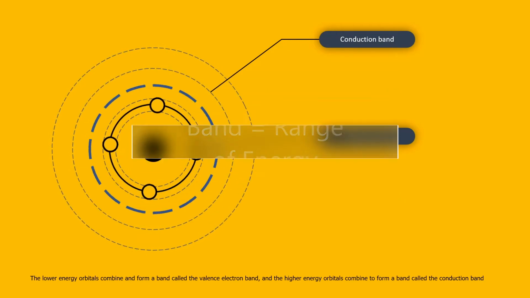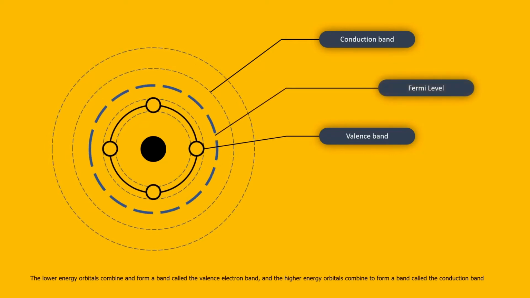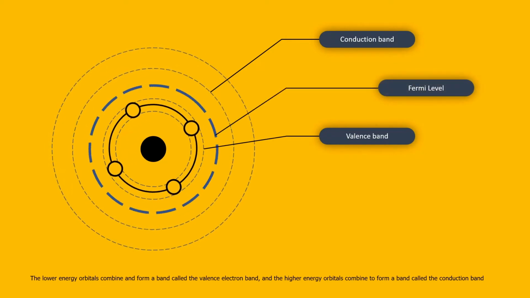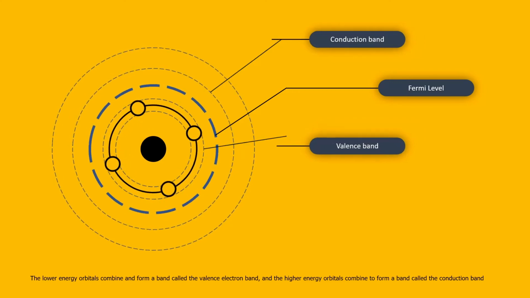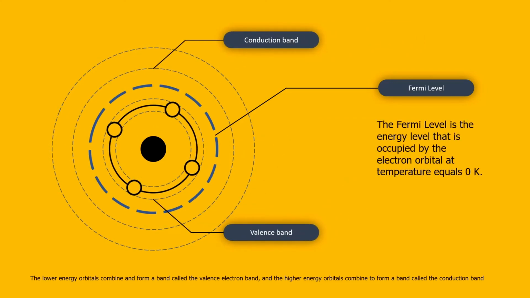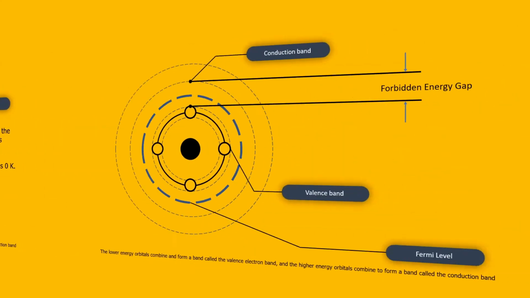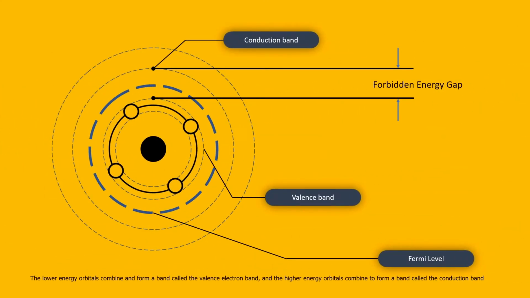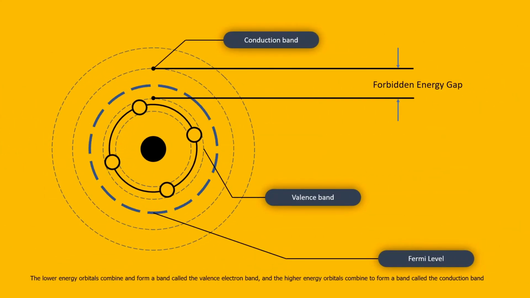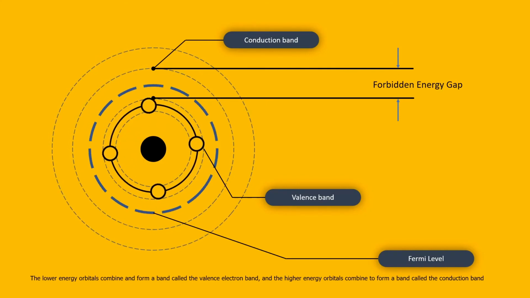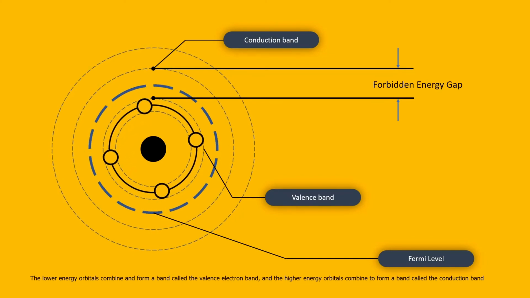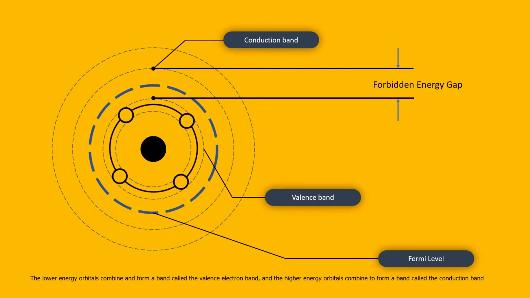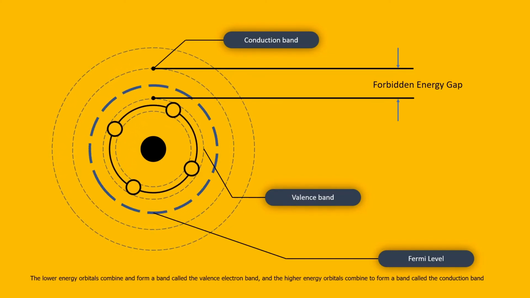And the energy level that distinguishes these two bands is called the Fermi level. The Fermi level is the energy level that is occupied by the electron orbital at temperature equals 0 Kelvin or absolute zero. And the energy gap between the valence band and conduction band is called the forbidden energy gap. Above this Fermi level, that is the conduction band, the electrons can freely move from one atom to another without much requirement or loss of energy. This is the reason why we call the band above the Fermi level the conduction band.